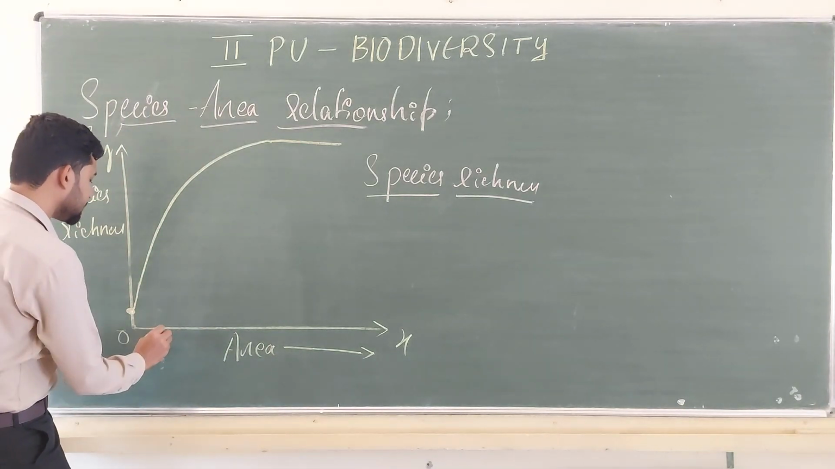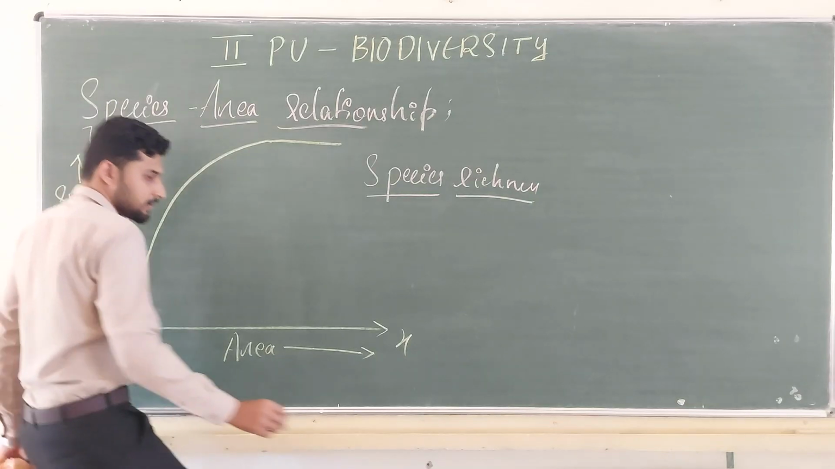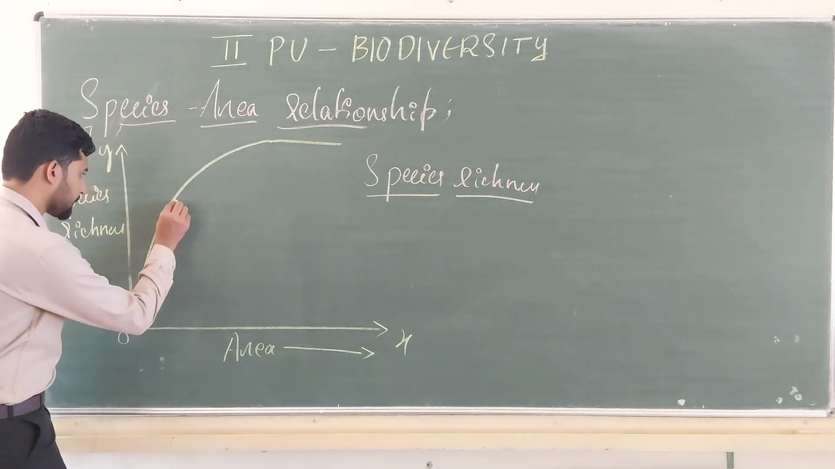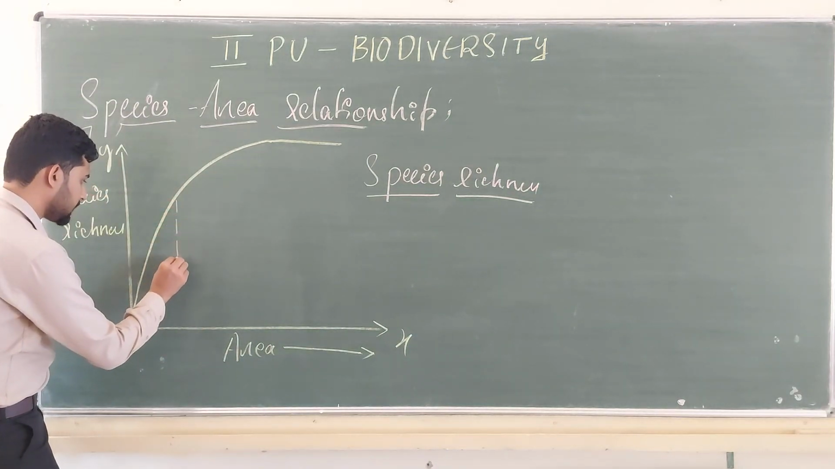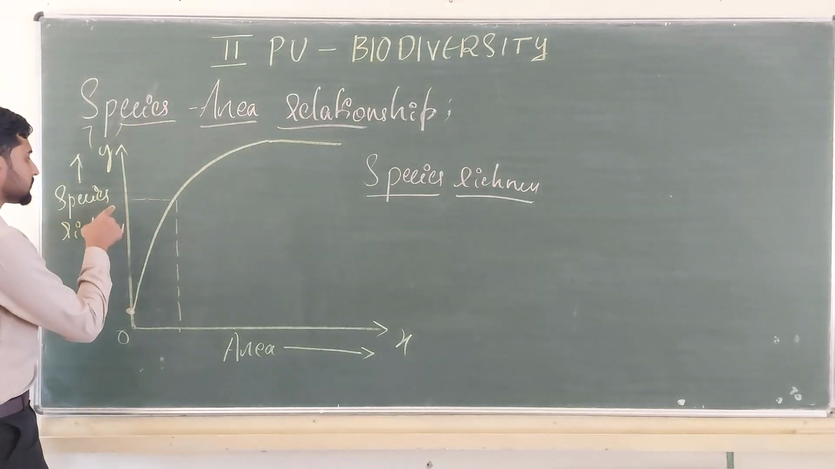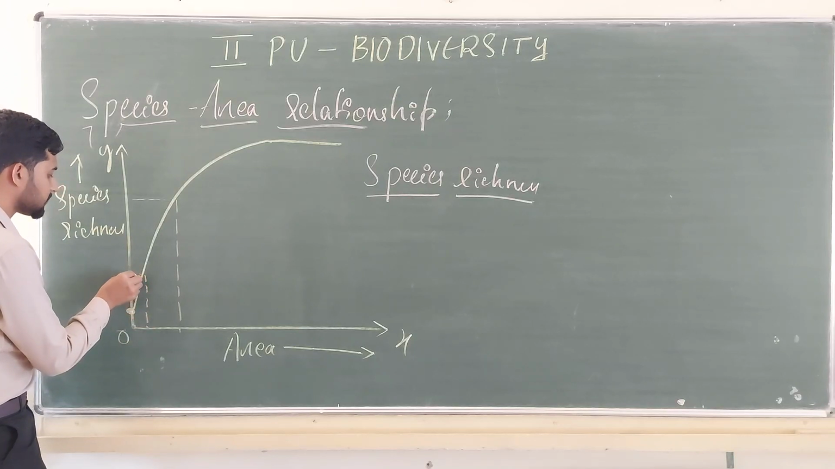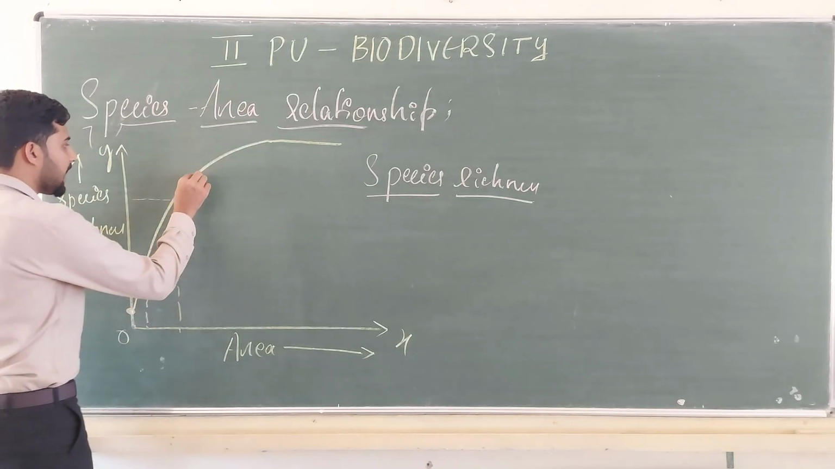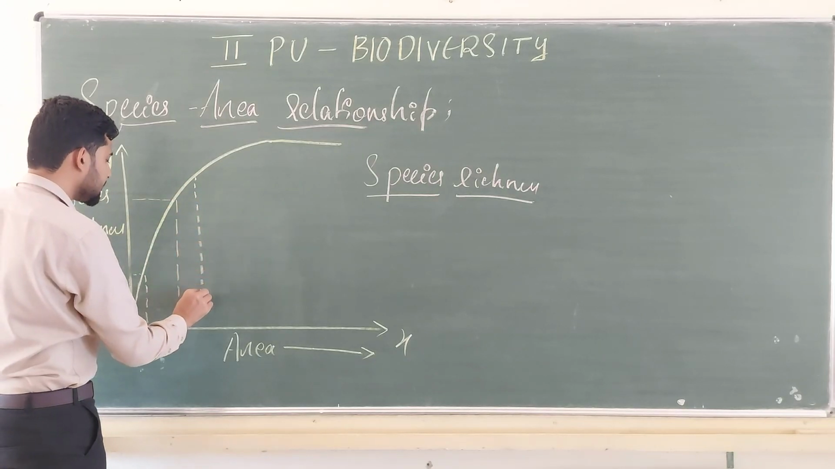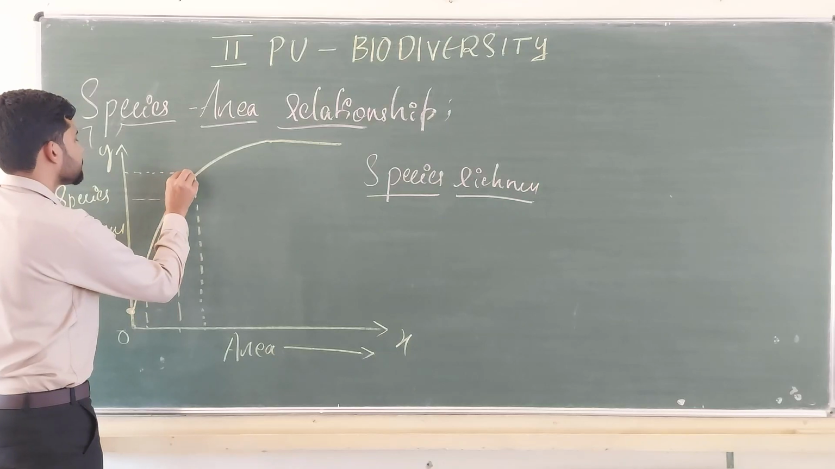At a particular point, if I increase the area this much, see, the area this much. What is the species richness? That is here. See, at this particular area, this much species richness I have. As I increase the area, I can see the increasing number of species richness. This much you must know. Only this much.